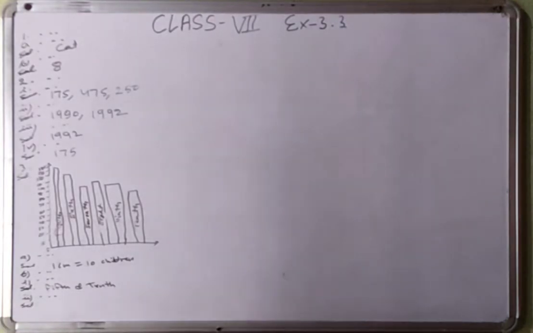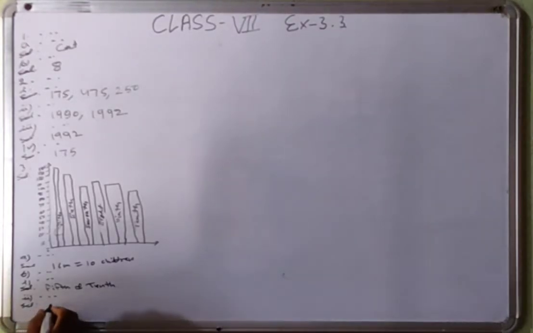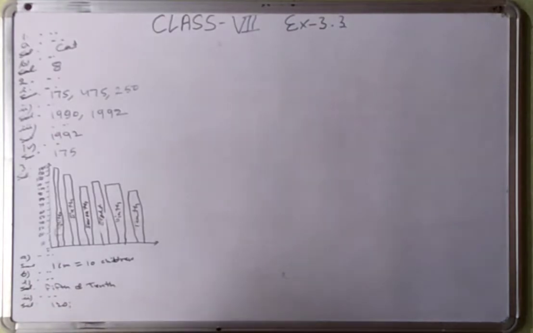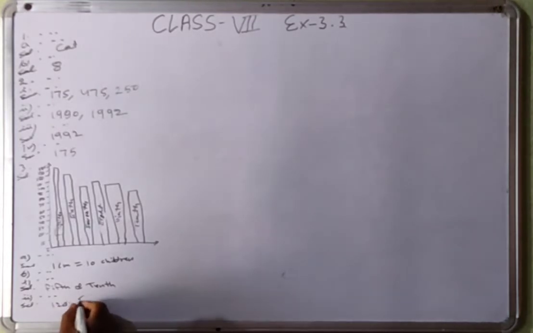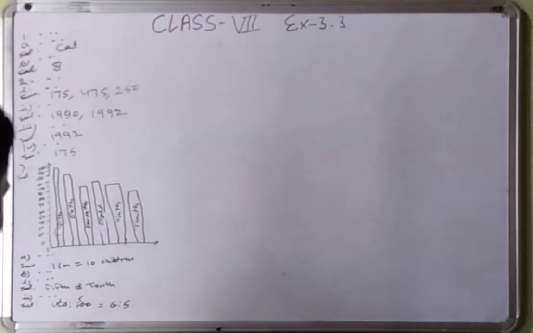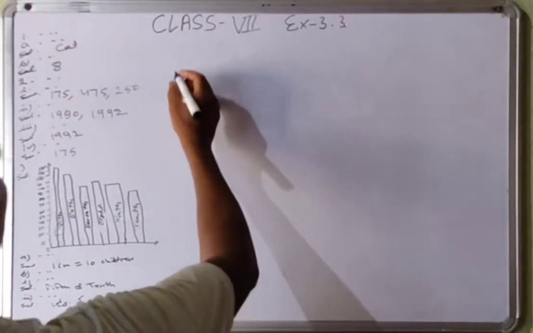Second part, find the ratio of the students of 6th class and 8th class. So the ratio will be 120 to 100, 6th class and 8th class. Or you can reduce it also, that will be reduced by dividing by 20. So 6 ratio 5.